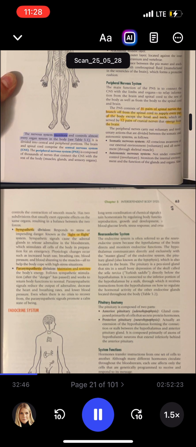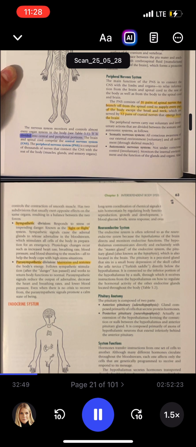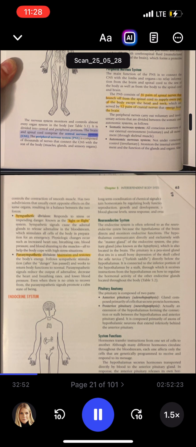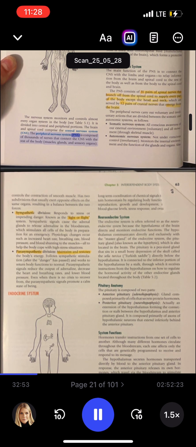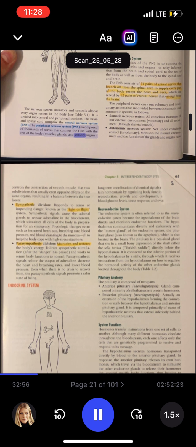Nervous system. The nervous system monitors and controls almost every organ system in the body. See Table 5.1. It is divided into central and peripheral portions. The brain and spinal cord comprise the central nervous system, CNS. The peripheral nervous system, PNS, is composed of thousands of nerves that connect the CNS with the rest of the body, muscles, glands, and sensory organs.